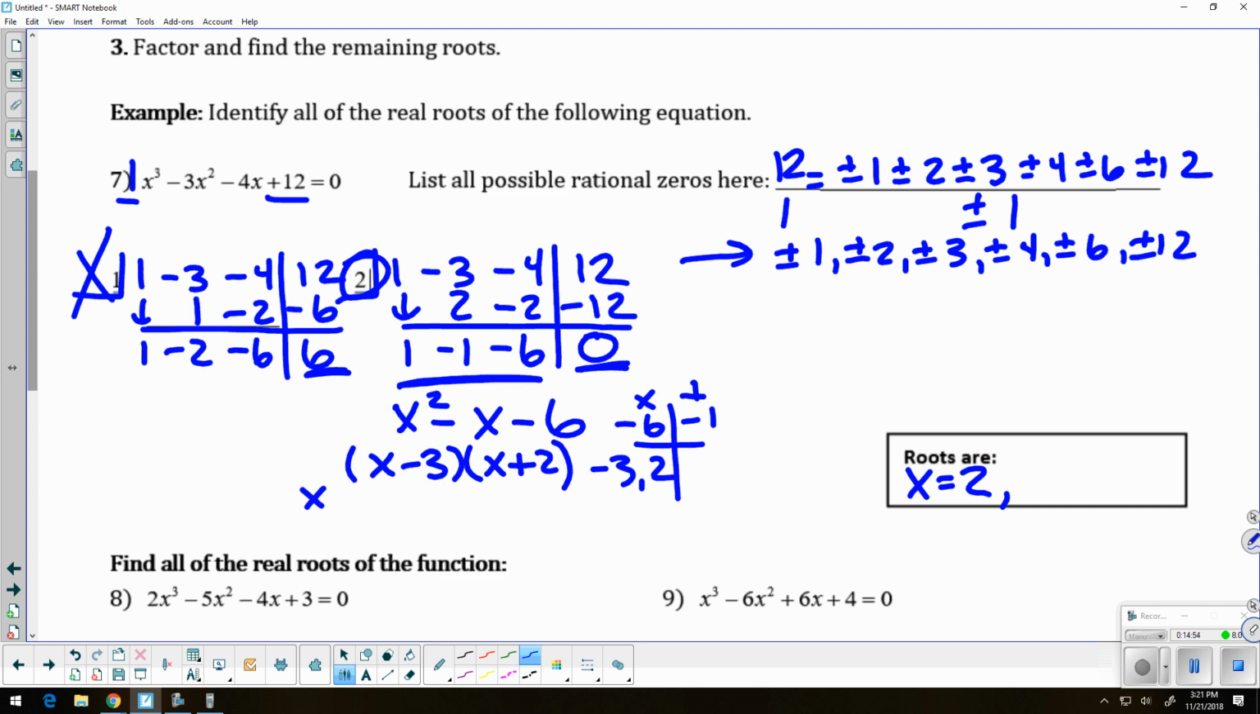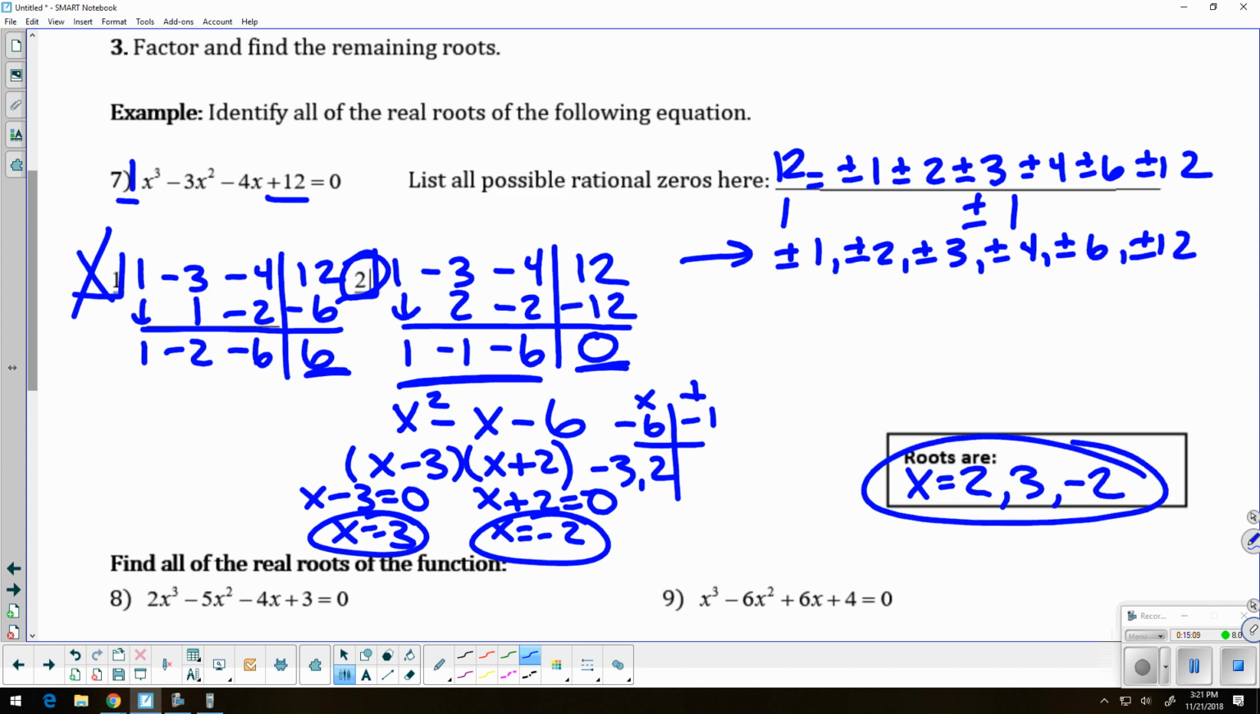And now solving, set each factor equal to 0. Solving now, x would also be positive 3, and x would also be negative 2. So we can add that over here in the box. We also found positive 3 and negative 2. These are all my roots to the problem.